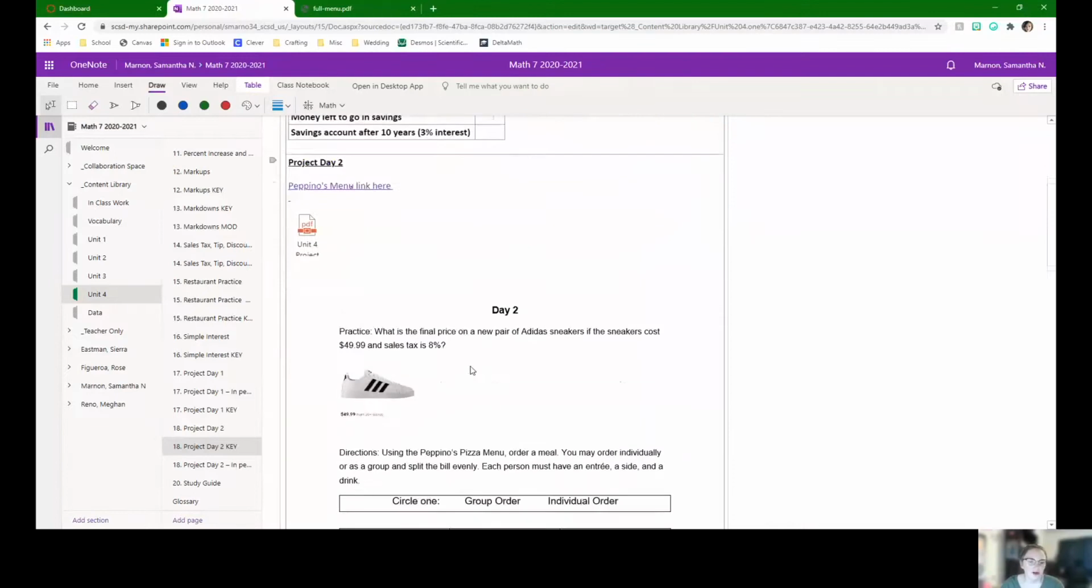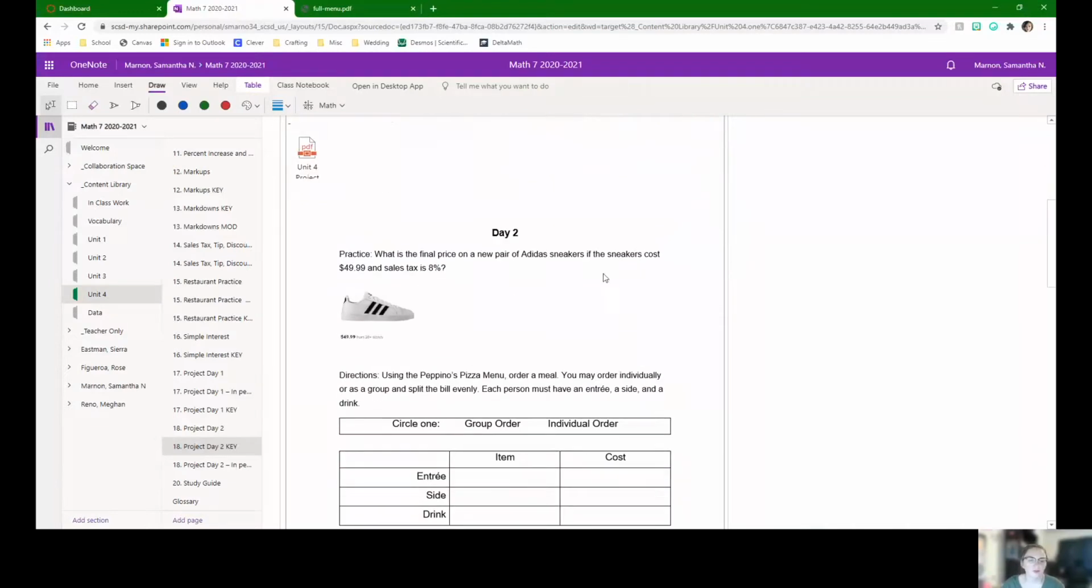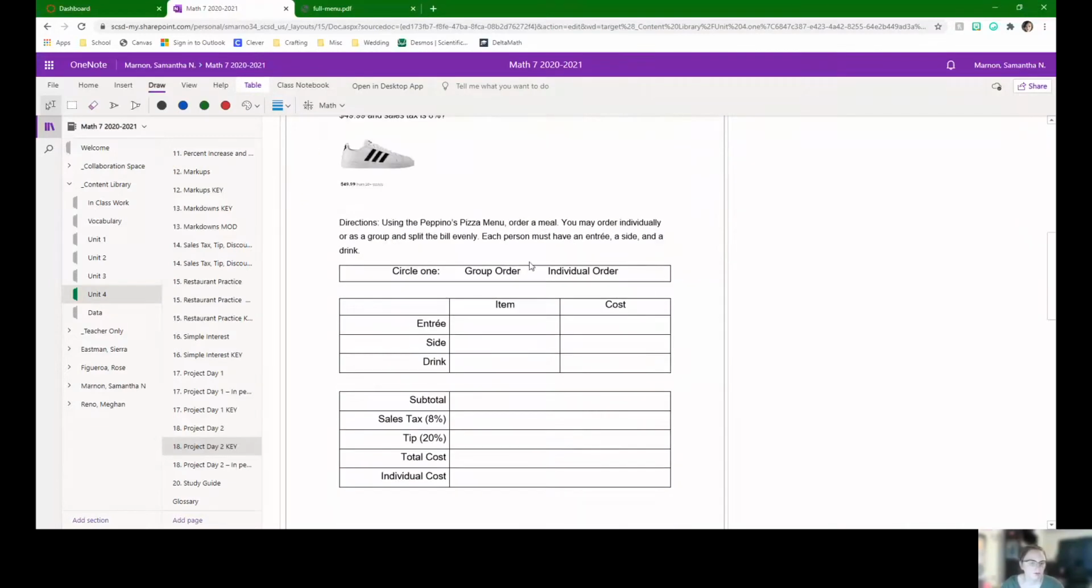If we look here at the project, there's another quick review about sales tax. If you're working in a group, maybe your Hogwarts house group, and you want to order as a group and order like a whole pizza, you can do a group order. Or if you just want to order by yourself, like a pasta dish or something, you can do an individual order. But no matter which way you do it, you need an entree, a side, and a drink from the menu.